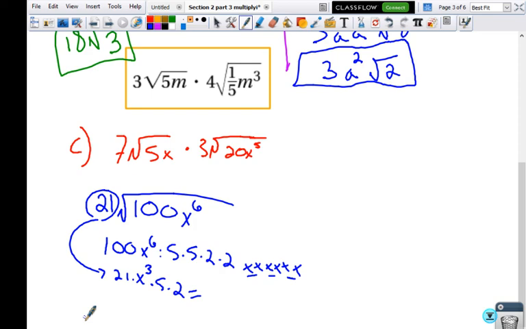Okay, so I've got all these things kicked out. I have to multiply them together on the outside. 21 times 5 times 2 is 21 times 10, which is 210. And I have x to the thirds. And Jake, was there anything left over inside the square root? No. Nope, so we don't even write it down. And that's it. All right, so we are going to leave it here.